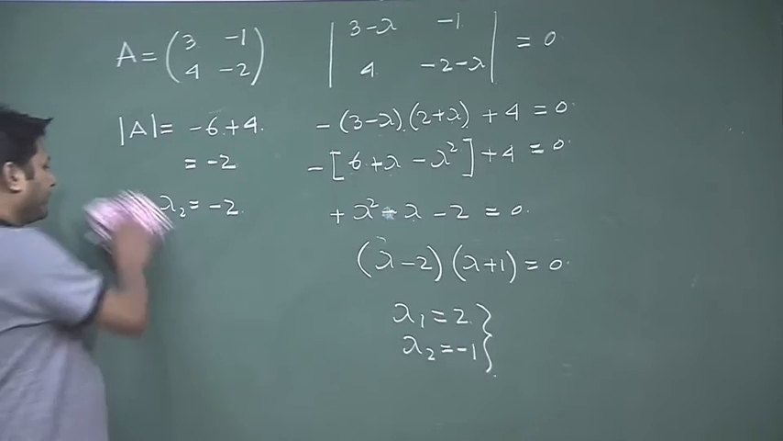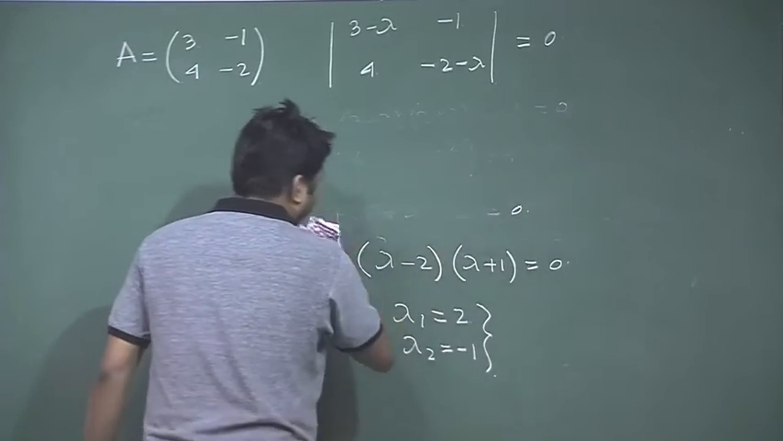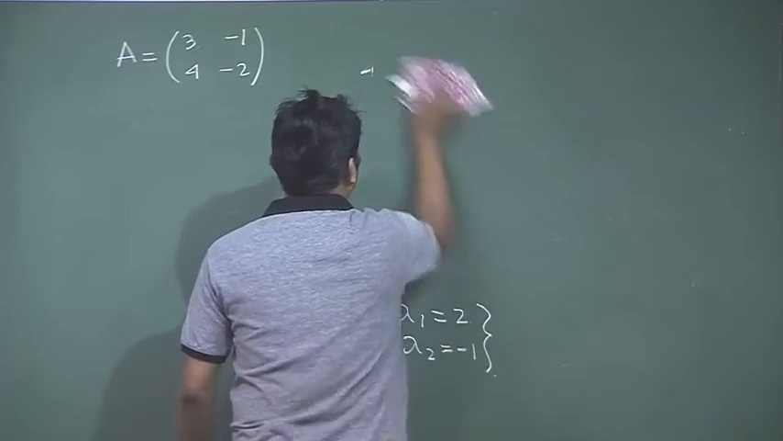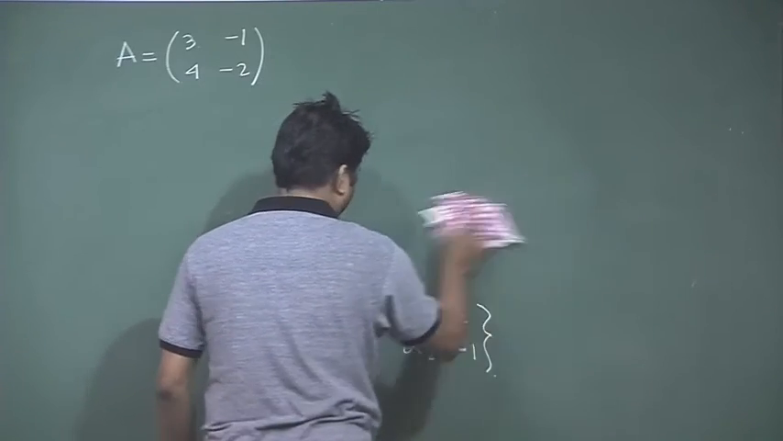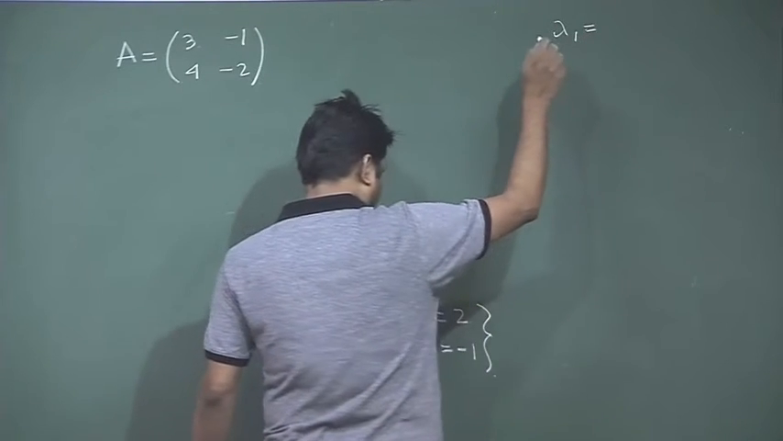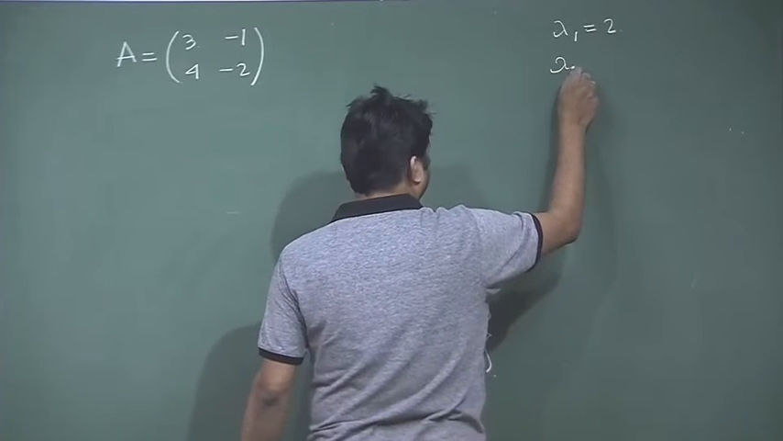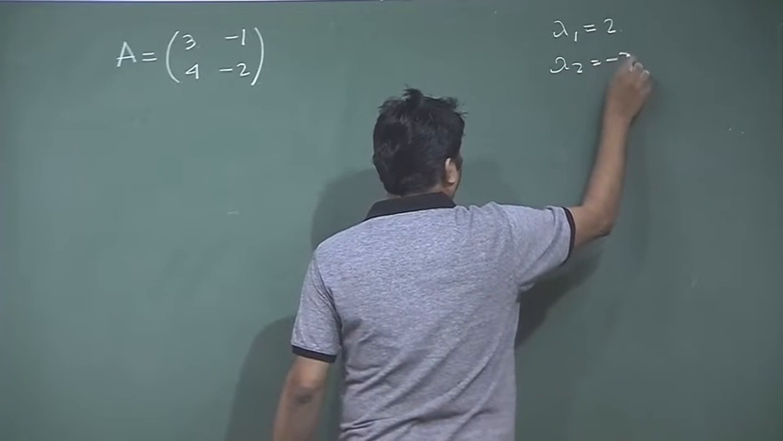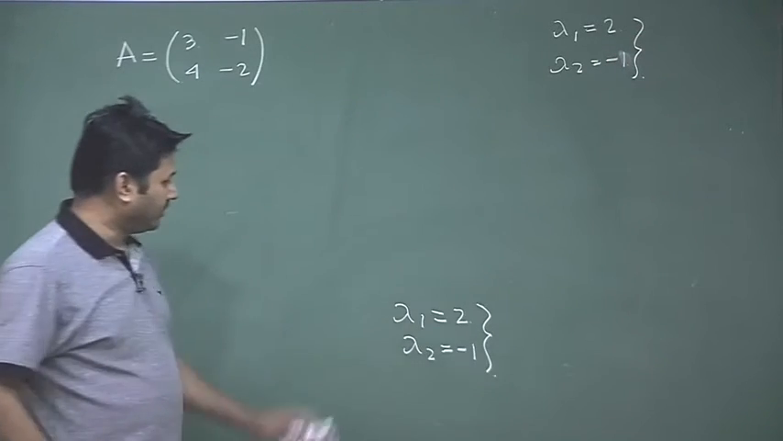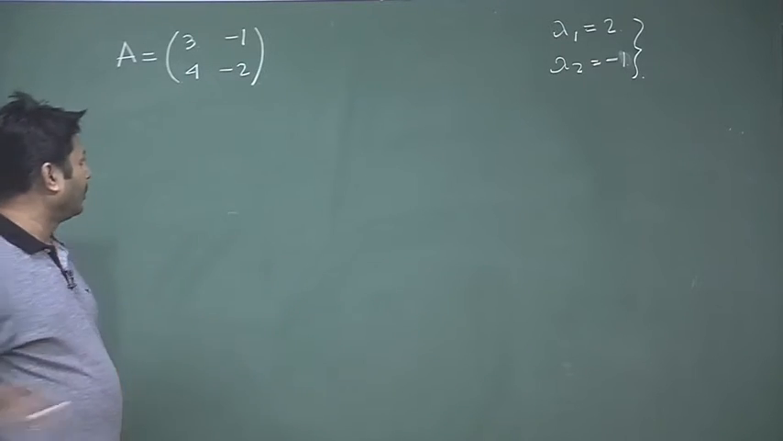Fine. So I can now calculate the eigenvector, because so far I did not calculate the eigenvector, I just mentioned the eigenvalues. So eigenvalues, let me write it here somewhere. Lambda 1 is 2 and lambda 2 is minus 1. Now I am going to find the eigenvectors. How will the eigenvector be found?